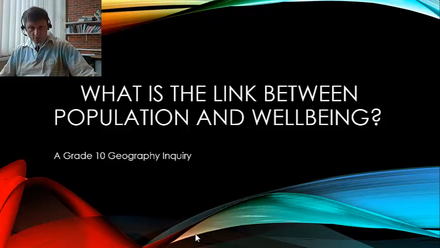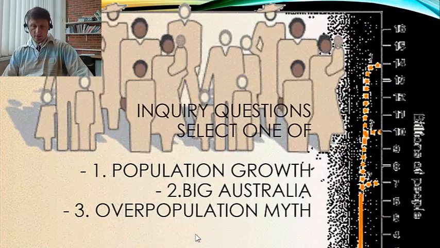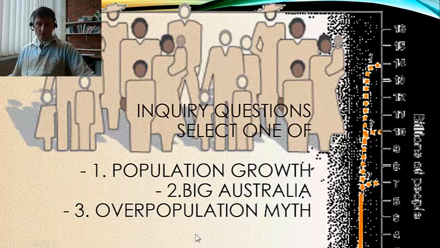What is the link between population and well-being? Well, that's the inquiry question I want you guys to find out, and I'm going to help you to find out how to do it. One is to do straight with population growth, the idea of a big Australia and how that might be useful to Australia and its economy. And there's lots of people out there that say overpopulation is a myth. So there's three main questions you can follow.